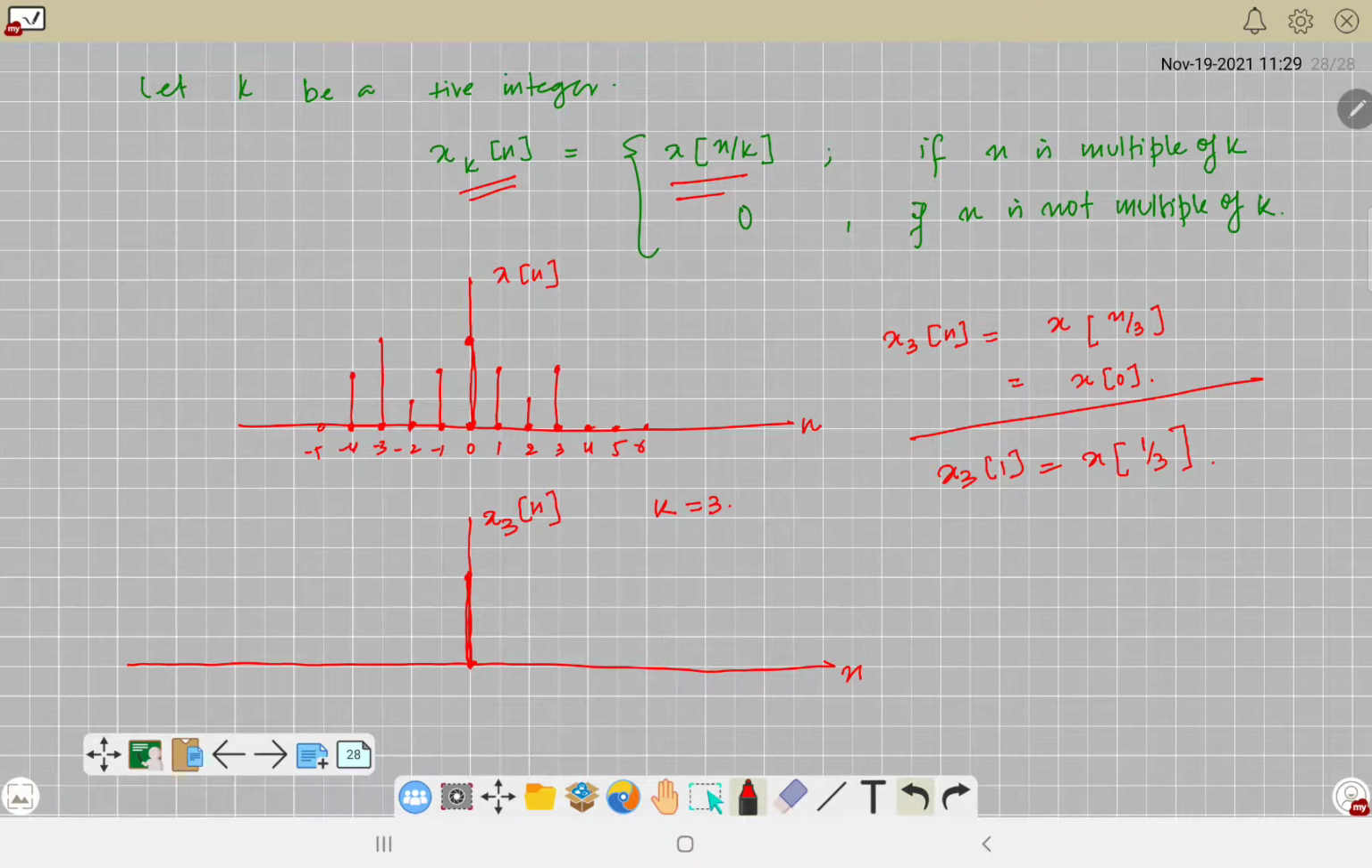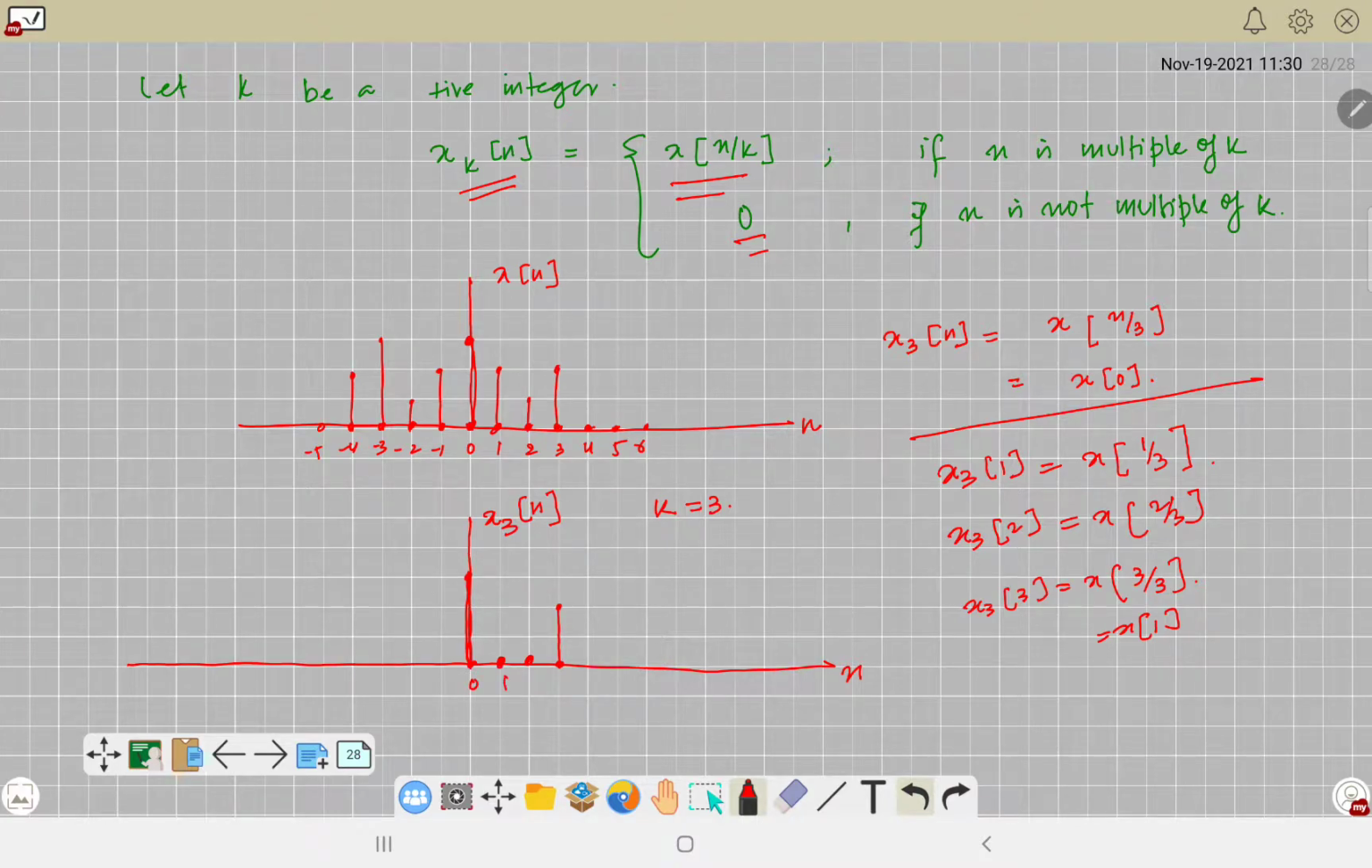But 1 is not a multiple of 3, because you have the condition x of n by k if n is a multiple of k. Here k is 3 and 1 is not a multiple of 3. So in that case it will be 0. So at 1 you will get 0. Similarly, for x3 of 2, we will have x of 2 by 3. Again 2 is not a multiple of 3, so it will have a value of 0. Then x3 of 3 is x of 3 by 3. 3 is a multiple of 3, and 3 by 3 is x of 1. So the sample of 1 will come here.